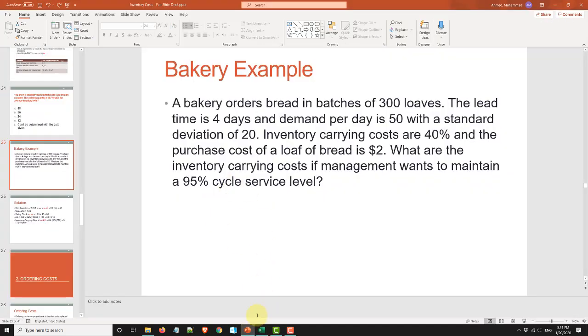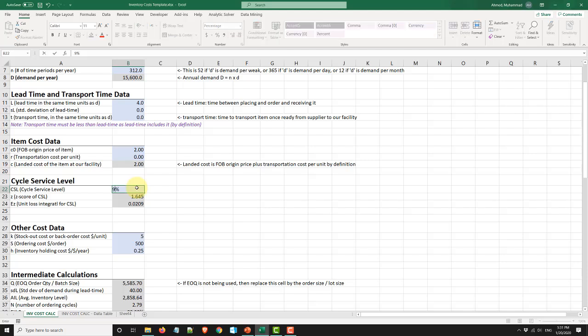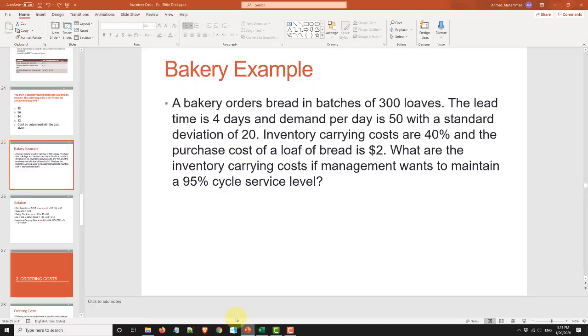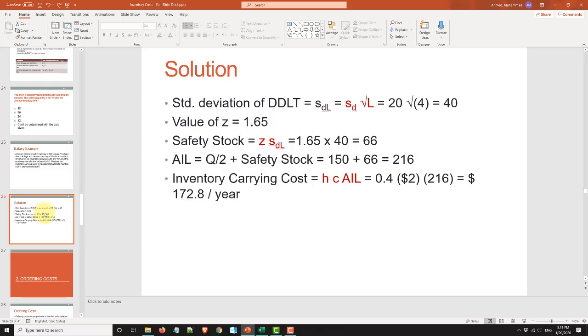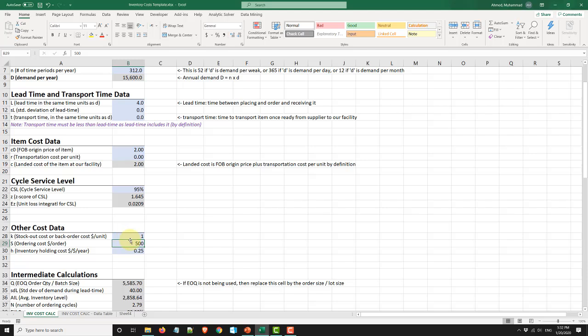Cycle service level is 95%. So you put 95. It automatically converts that into a z-score. It automatically calculates the unit normal loss integral. The stockout cost is $1. That's what we lose when we have a lost sale, like when we're out of stock. Now, what else do we need? We need to know the ordering cost. Inventory holding cost is 0.4, which is 40%. So 40% is $0.4 per dollar of inventory per year. That's the same thing as 40%.